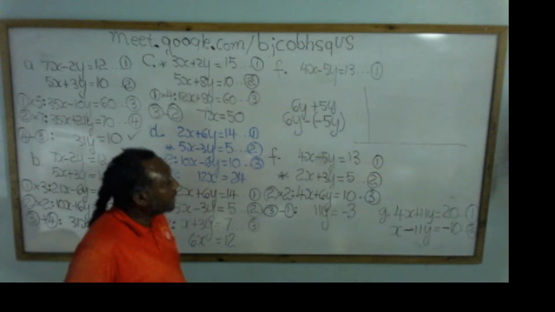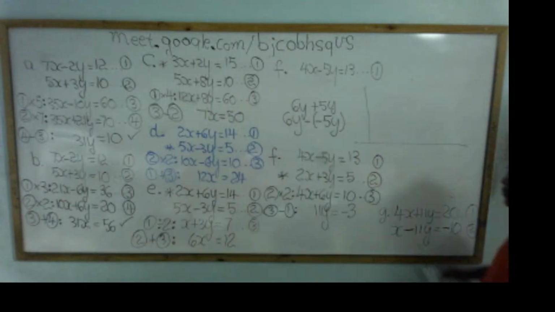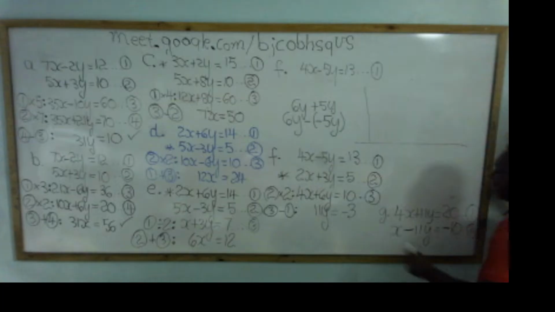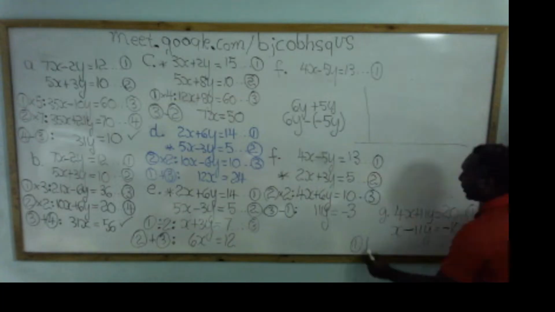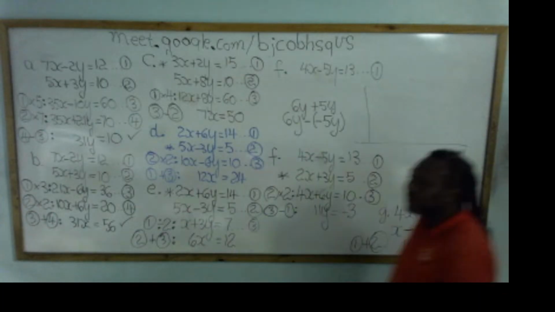Okay, because of the additive inverses that we have here, we may just add what? Equation 1 plus equation 2. The additive inverses are here already, so we don't have to do much with that. We go straight ahead and say this is equal to 10. So what do we do now?